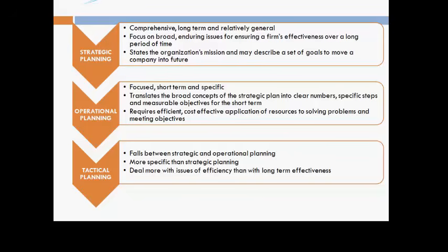Tactical planning falls between strategic and operational planning. It is more specific than the strategic plan, and it deals more with the issues of efficiency than with long-term effectiveness. So between strategic planning and operational planning, there is another planning which is called tactical planning, which converts the strategic plans into smaller plans, and operational plans further convert the tactical planning into small operations or small action plans, which help the organization to meet the overall objective of the organization.